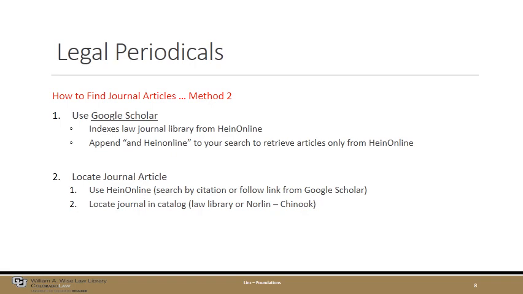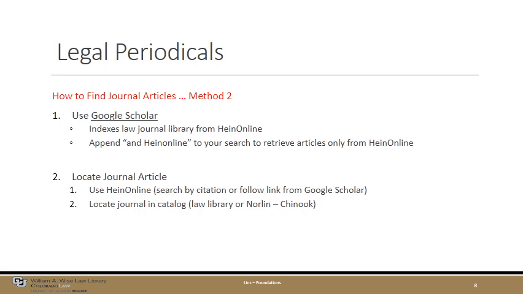Second method is a little different. In this method, we actually use Google Scholar, and then we'll use Hein Online for the source of the article. So what Google has done is it has digitized scholarly publications from all academic disciplines, including law, or provides access to articles from academic disciplines, including law.